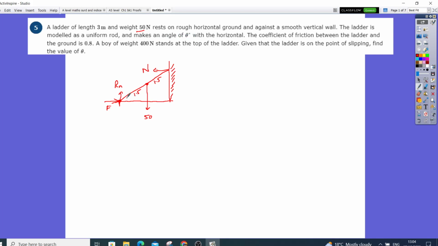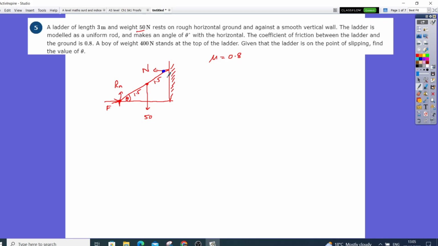The angle theta it makes with the horizontal ground, so that is theta. Okay, coefficient of friction between the ladder and the ground, so mu is going to be 0.8. A boy of weight 400 newtons stands on the ladder, at the top of the ladder. So let's just put this boy at the top of the ladder.